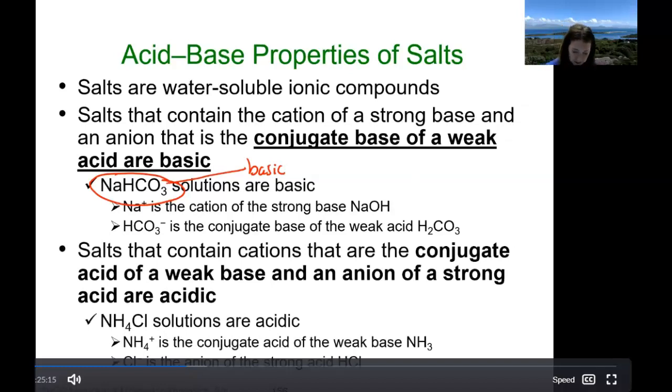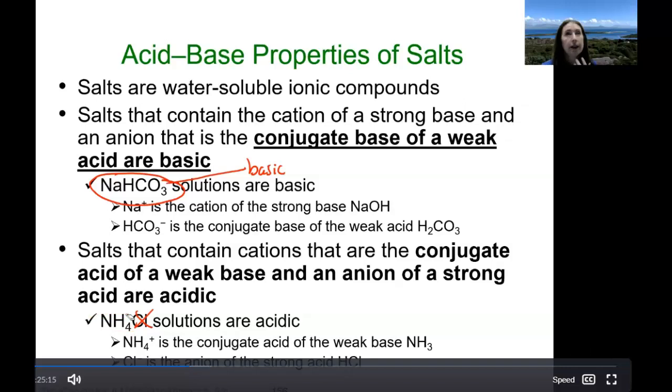So now let's look at this one. We break this up into NH4 and Cl. Well, Cl comes from HCl, right? So we can just ignore it, because this is a conjugate base of a strong acid. If it comes from a strong acid or a strong base, it is pH neutral, so we ignore it. If we see something that comes from a strong acid or a strong base, we're like, meh, it's not going to affect our pH at all.